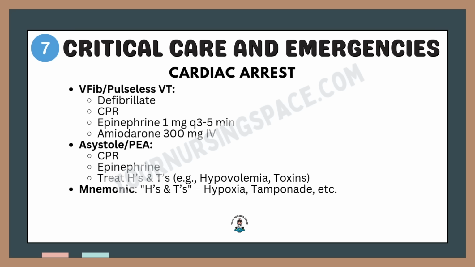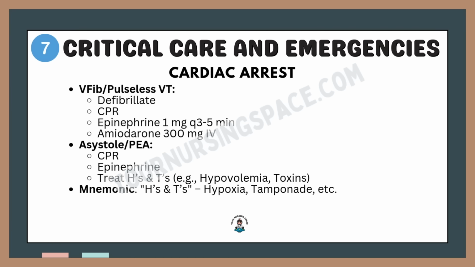Let's step up to advanced cardiac life support, or ACLS. For cardiac arrest with VFib or pulseless VT, defibrillate at 200 joules, start CPR, give epinephrine 1 milligram IV every 3 to 5 minutes, and add amiodarone, 300 milligrams IV for those shockable rhythms. Asystole or PEA, flatline or organized rhythm without a pulse. Focus on CPR, epinephrine, and reversible causes, H's and T's, like hypoxia or tension pneumothorax.